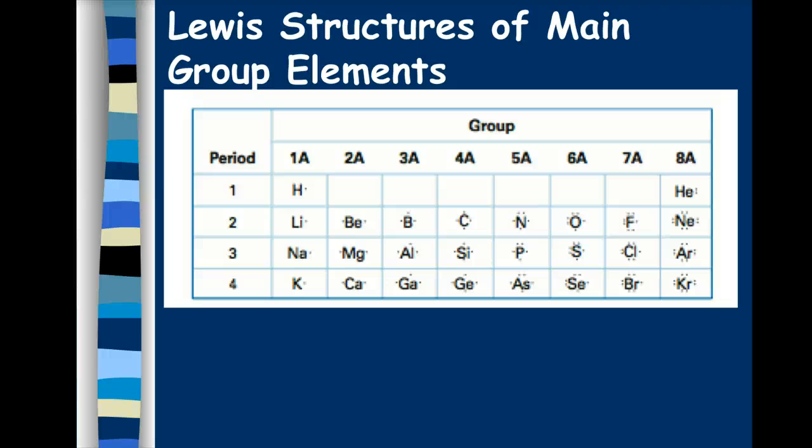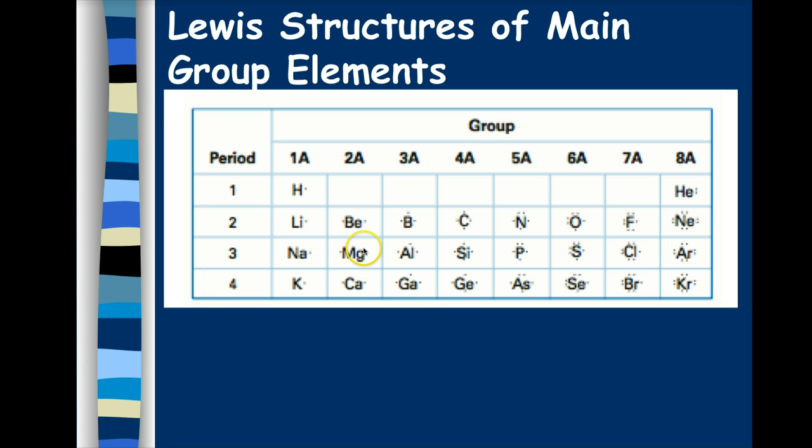Now, to draw the Lewis structures for elements, we do this, and I apologize for the fuzziness in the image, but I took this from the textbook. So these are the Lewis structures of main group elements. What you do is you draw the symbol of the element in question, and then you show the valence electrons for that element as dots. So that first column of elements has 1 valence electron, so we would show it as 1 dot on the side of the atom.